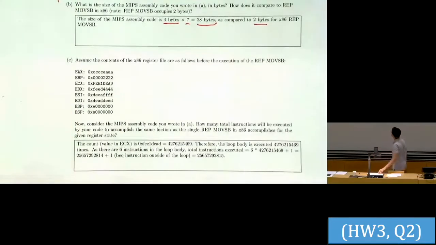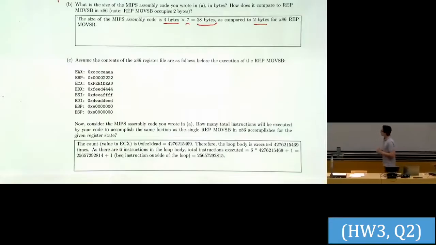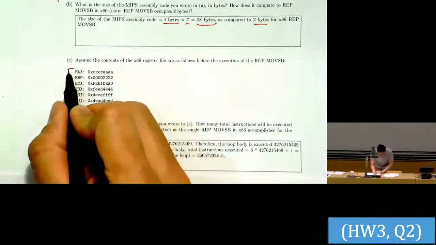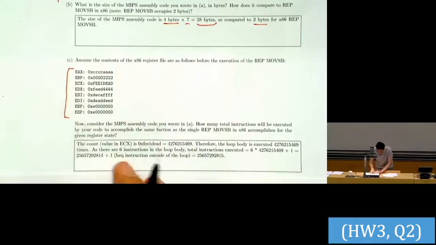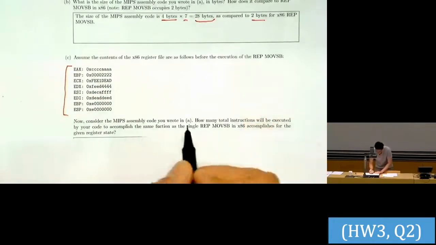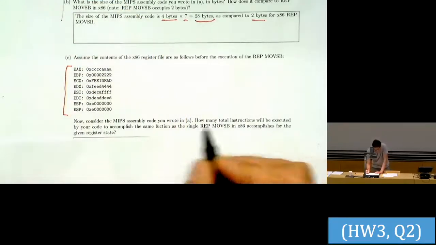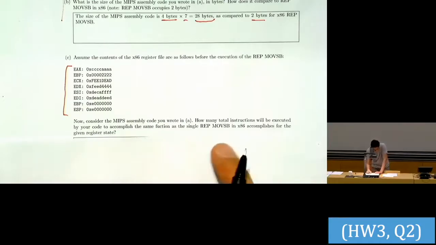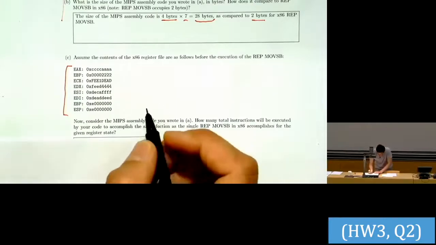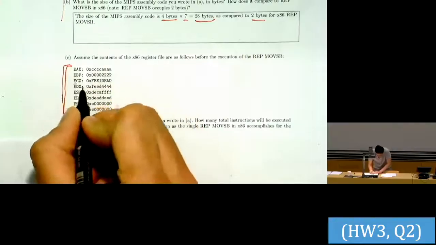Part C says, assume the contents of the x86 register file are as follows before the execution of this instruction. And these are the contents of these registers. Now consider the MIPS assembly code that we have just written here: how many total instructions will be executed by your code to accomplish the same function as the single rep movsb in x86 accomplishes for the given register state?